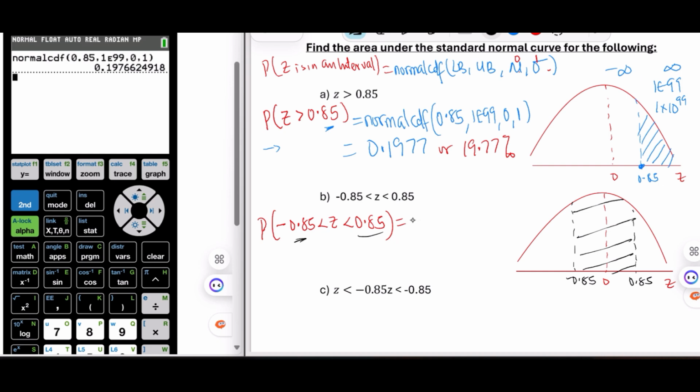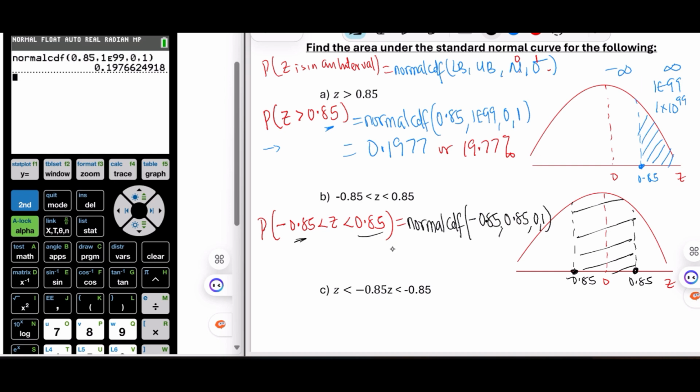Okay, so now using the same normal CDF approach, here we have the normal CDF. Our lower bound is going to be negative 0.85, which is the starting point. And the upper bound is going to be 0.85. The mean is 0 as usual, and sigma is 1.